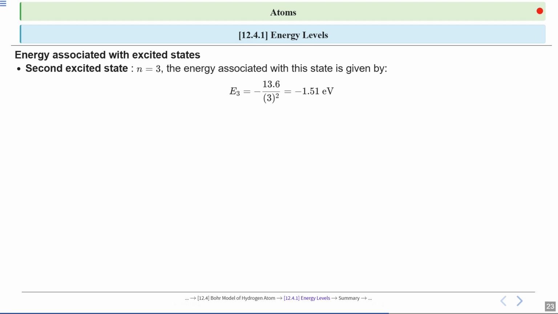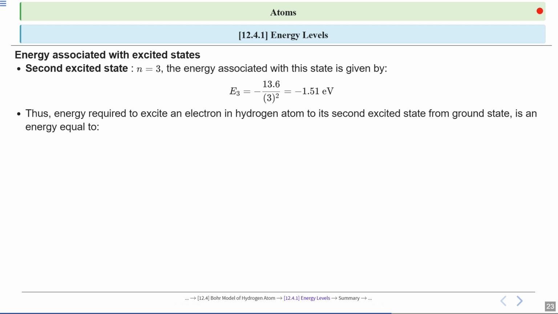The negative sign means the electron is still bound to the nucleus but less tightly than in the lower energy levels. So how much energy does it take to move an electron from the ground state, n equal to 1, up to the second excited state, n equal to 3? We find this by subtracting the energy of the ground state from the energy of the third state.